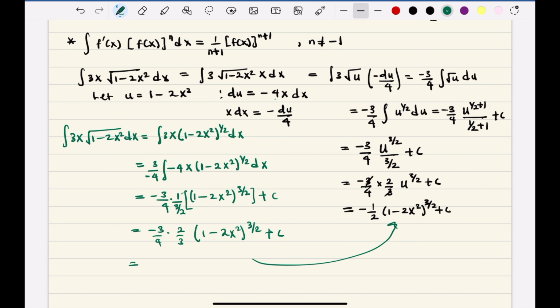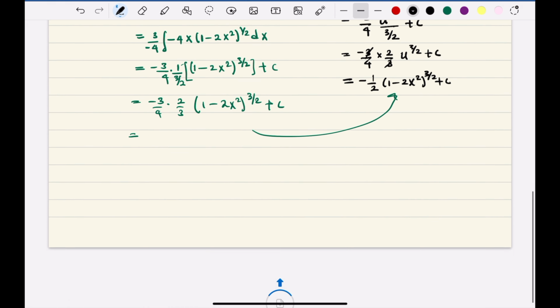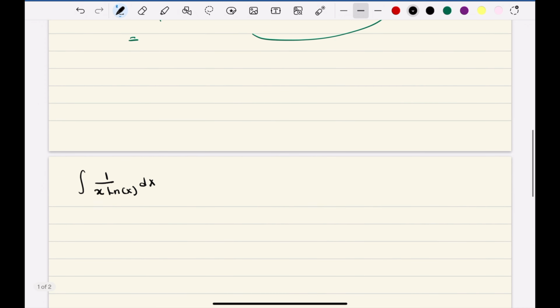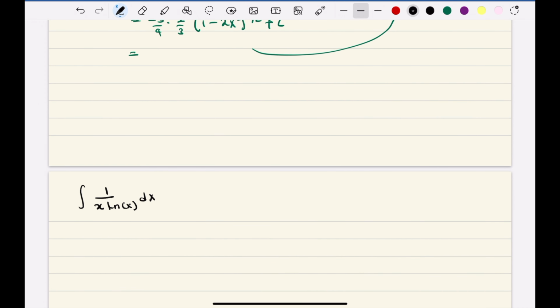Another case whereby we use the substitution is when we have, let's take for example, the integral of 1 divided by x multiplied by ln x dx. Okay, so before I do this integral, I would like to talk about something we all know about. You can recall that the integral of 1 over x dx is exactly ln of x plus c.